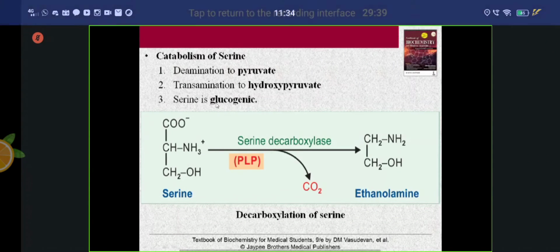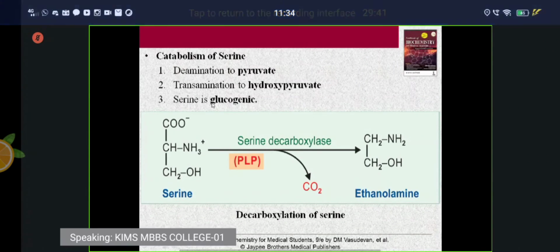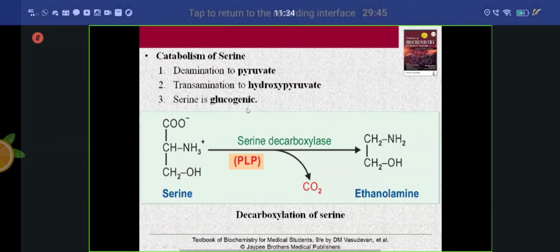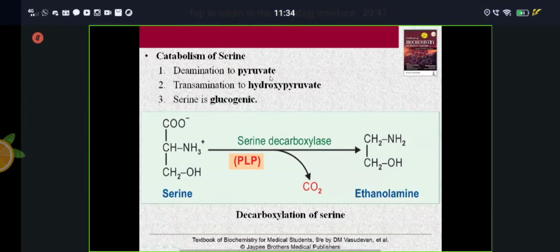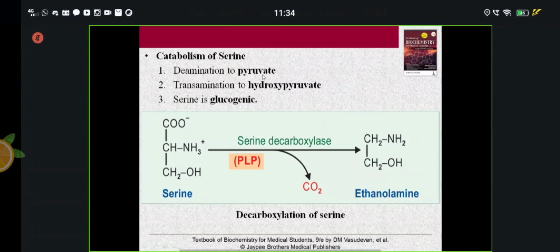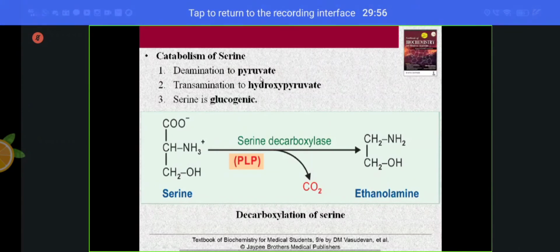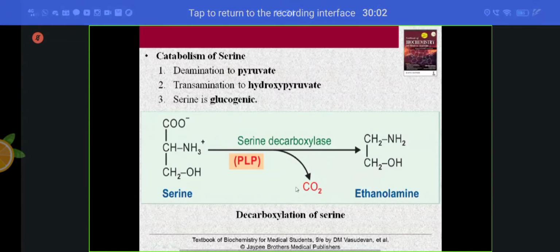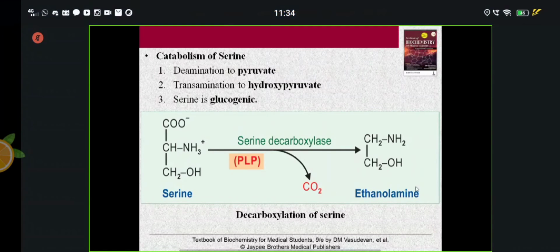Serine and glycine, when we are learning both of them together, it will be easy for us. Serine and glycine, both of them are glucogenic, both of them are converted to pyruvate. Two lines, if you remember, it will help us. What are the special reactions? Whenever serine is undergoing decarboxylation, it is giving ethanolamine.